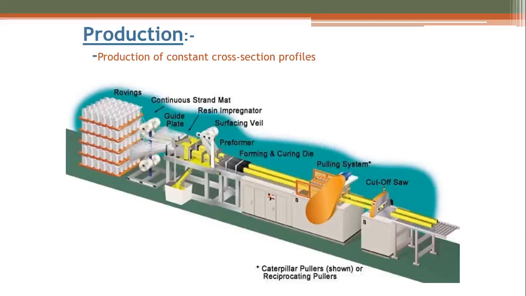The process starts from the left side of the picture where a bulk number of rovings exist, and it is driven through the guide plate, and from the guide plate a single fiber emerges and is impregnated through the resin, and then it is sent to the preformer and the forming and curing die, and then it is pulled by the pulling system. So this is the general production process in the pultrusion method.